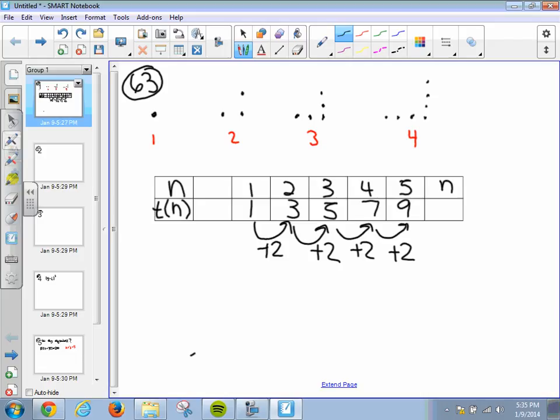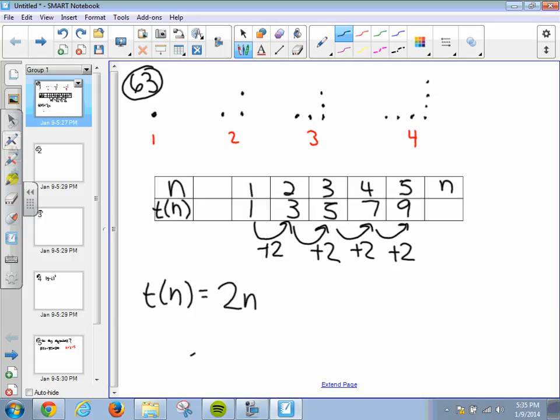So when we try and write this function, we're going to write a function t of n. We know that we need to add 2 every time. Repeated addition is really just multiplication. And so we're going to take 2 times n. That 2 just comes from that number I keep going up by every single time. n is how many times I've gone up.